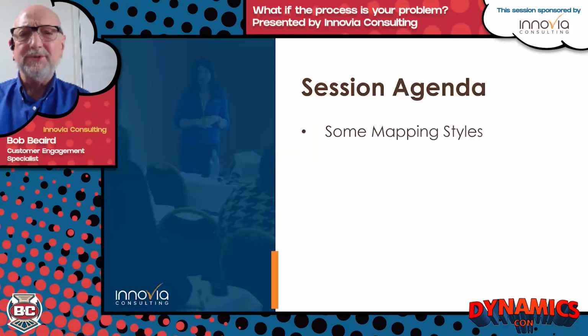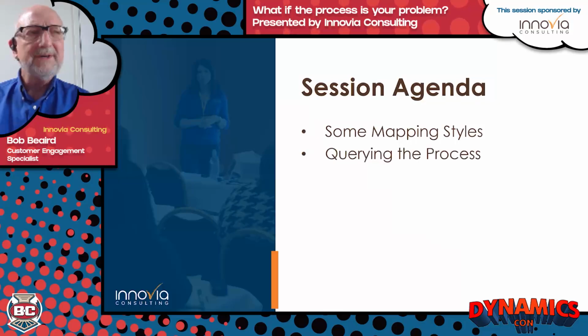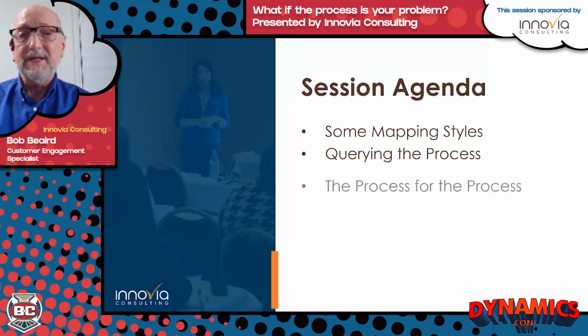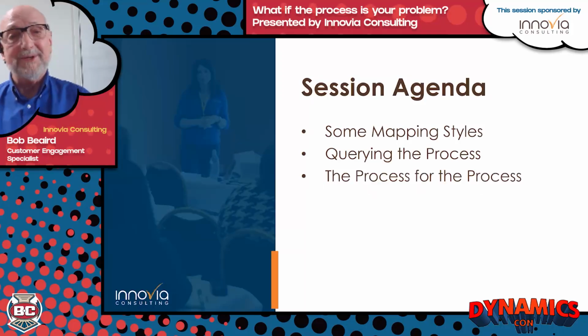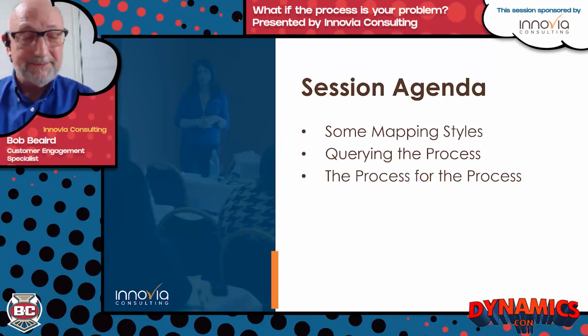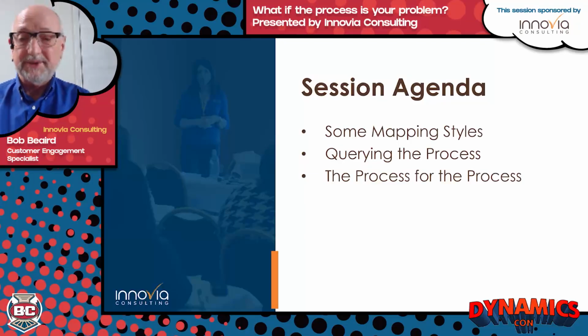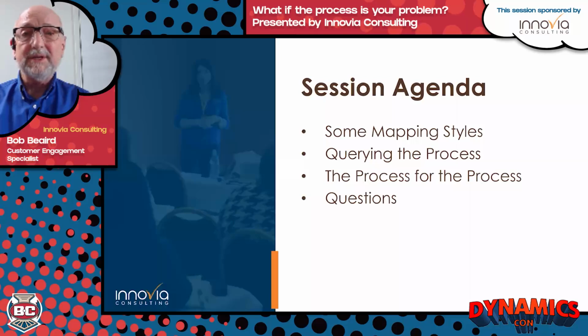So the agenda follows what the objectives are. We're going to talk about a few mapping styles. We're going to talk about how you inspect a process, ask questions about how that process is running right now, what's broken, what's not. And then we're going to talk about what I call the process for the process. So it's the process of running value stream mapping sessions. And then at the end, we'll have a little time for some questions.